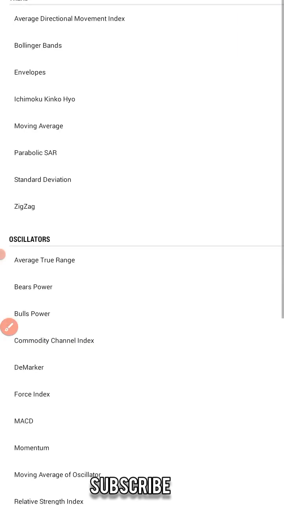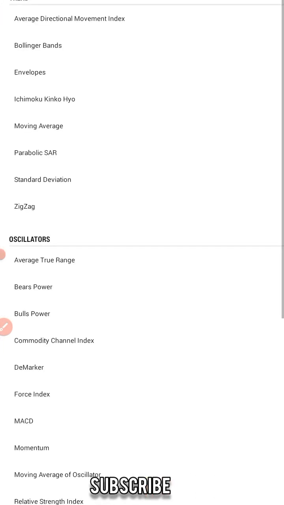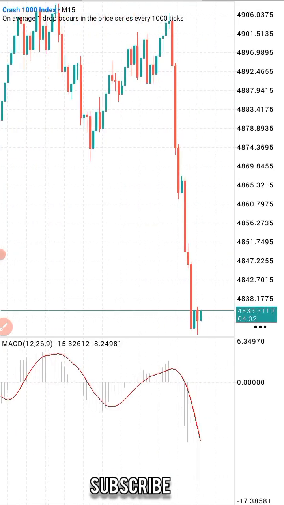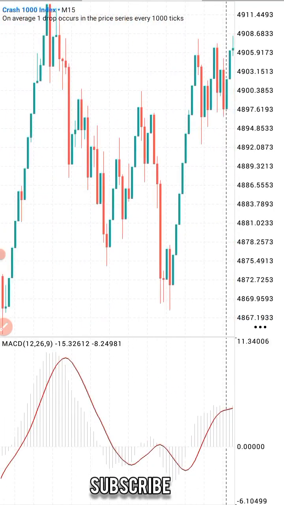Now let's look at it. This is it. So now we also have the zero line. You see, we have the zero line, and the zero line is the center of the MACD indicator, indicating the midpoint of its oscillation. It is also a signal line.